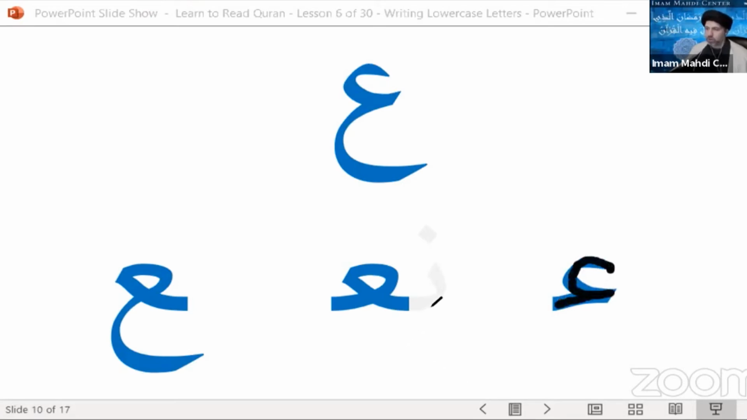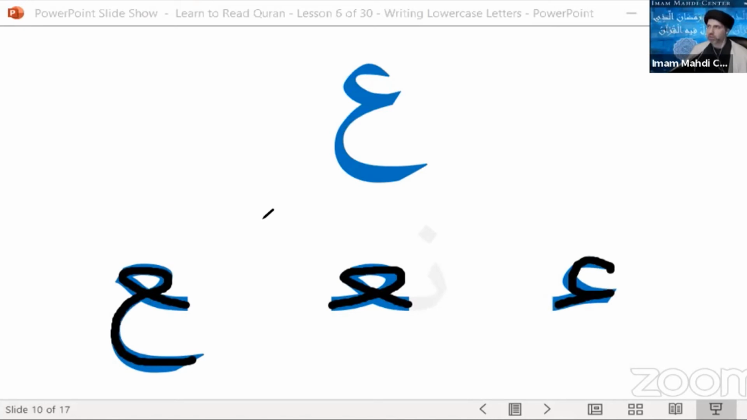Now, for the middle version of the Ain, when it's in the middle of a word, we start from the right side, come up, back to the right, going around, and stop at a small extension right there. Now, to do the lowercase of the Ain when it's at the end of a word, we do just like when it's in the middle of the word. We start at the right side, go to the left, come back all the way around, but instead of a small extension, when the Ain is at the end of a word, it actually has a tail. So these are the three forms of the Ain: the beginning of a word, middle of a word, and end of a word.